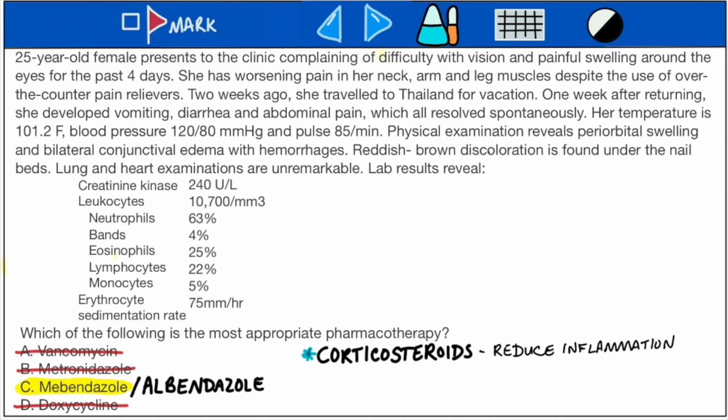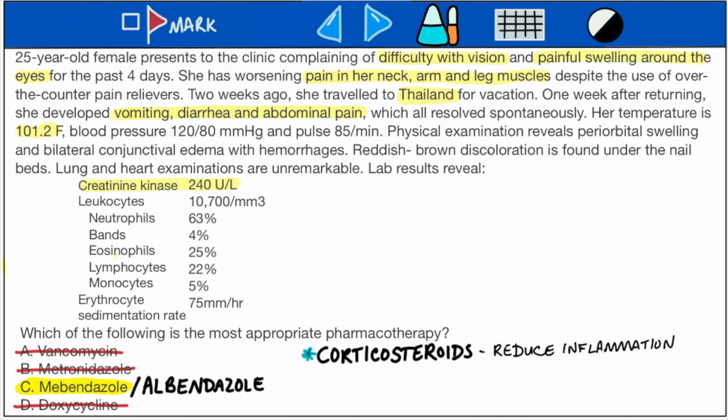Let's review the vignette. So the vignette describes a patient having visual difficulty and periorbital edema. It also notes the presence of myositis as evidenced by the pain in the muscles and the elevations in creatinine kinase, indicative of muscle inflammation. It also mentions that the patient recently traveled out of the country to Thailand, an endemic region for trichinellosis. It describes the intestinal stage where the patient developed vomiting, diarrhea, and abdominal pain.